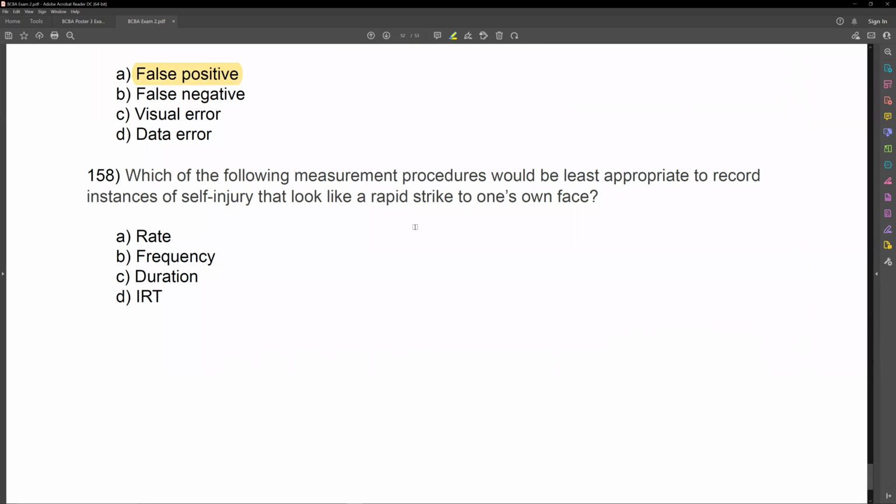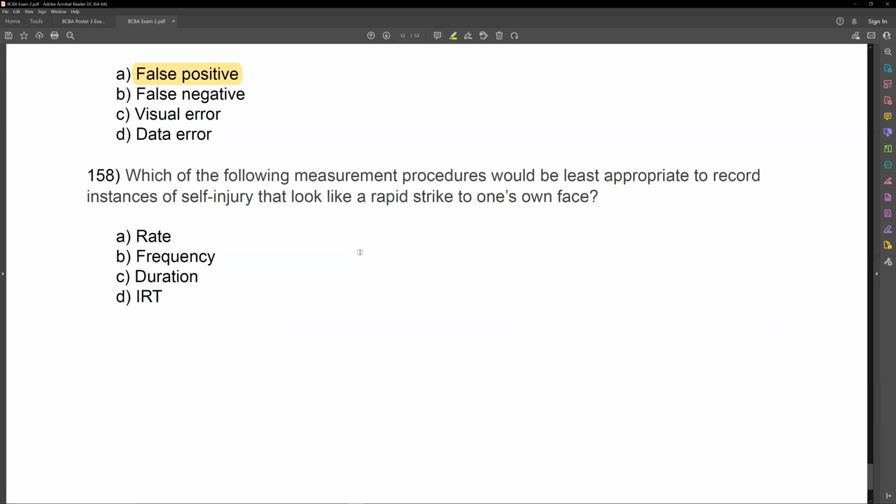158, which of the following measurement procedures would be least appropriate to record instances of self-injury that look like a rapid strike to one's own face? When we are picking a measurement procedure, we pick measurement based on behavior. We don't go in with the predetermined measurement system. If we have a rapid strike to one's own face, meaning hand contacts face rapidly and stops, what's going to be the worst way to record that? What about rate? Well, rate, you could take a frequency on this rapid strike and then put it over time. Rate would be just fine.